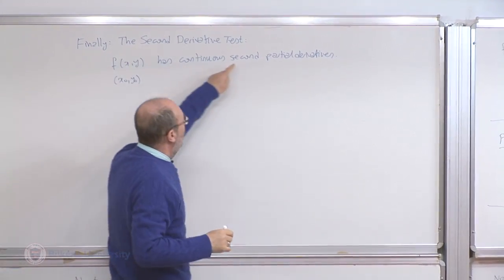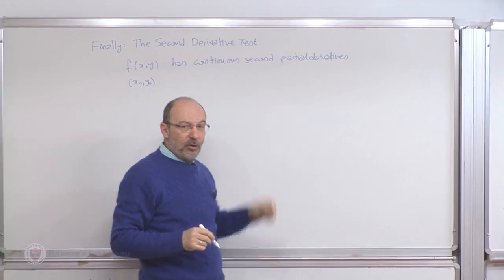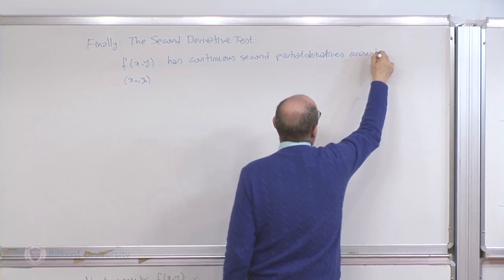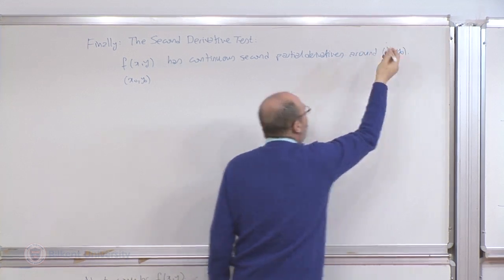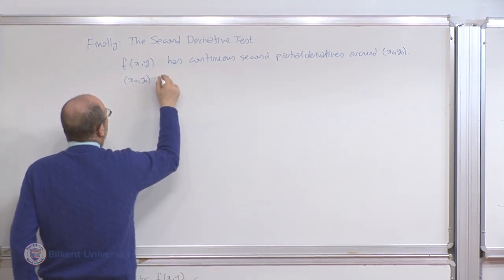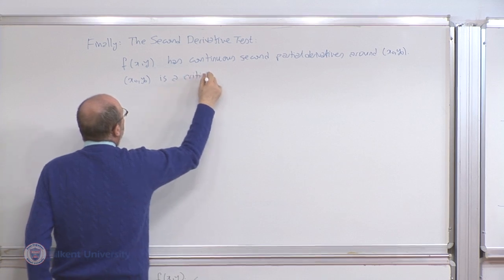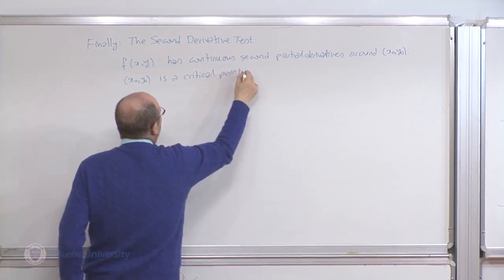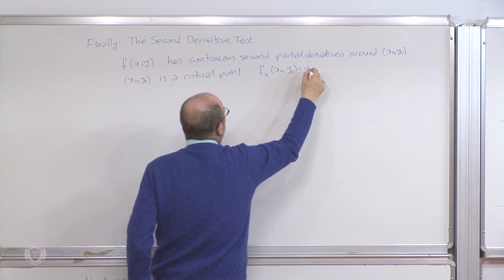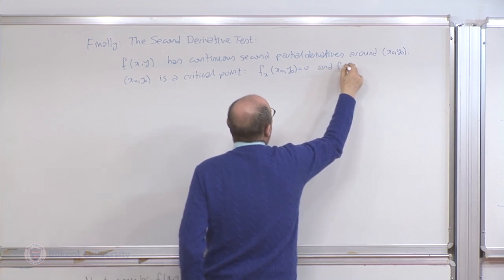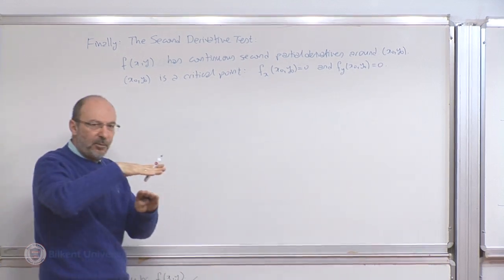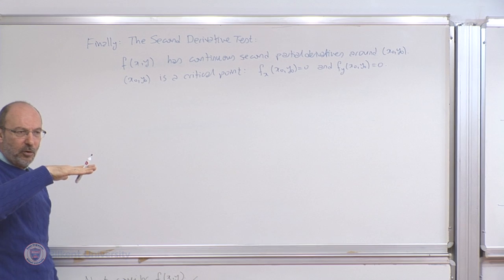So actually f has continuous second partial derivatives around x sub 0, y sub 0, but we will be doing this globally, so just let me write in an open neighborhood of x sub 0 and y sub 0. x sub 0, y sub 0 is a critical point. So this means the first partial derivatives are 0: fx(x sub 0, y sub 0) equals 0, and fy(x sub 0, y sub 0) equals 0. So this means that the tangent plane at that point to the surface is horizontal.